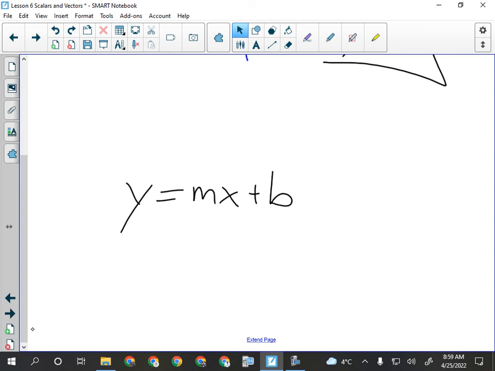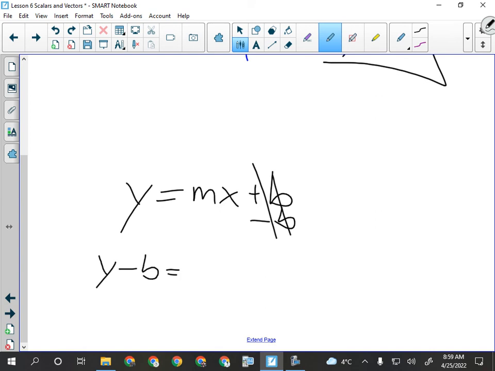I should move b first. The third rule of algebra is move what's not attached to what you're looking for first. X is attached to m, b is not. So I'm going to move b first. Right now I'm adding b, so the opposite would be subtract b. If I subtract b, b minus b is 0. Done. And then I'll have y minus b.